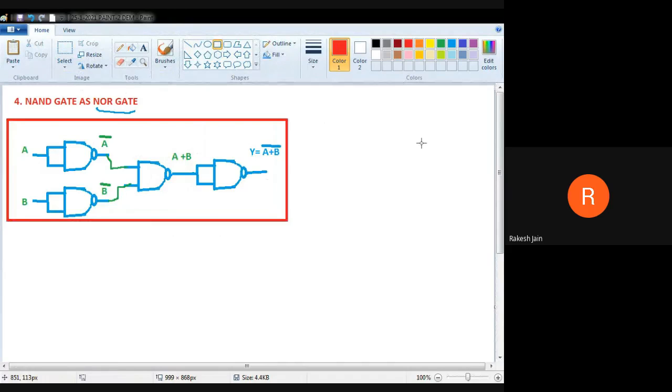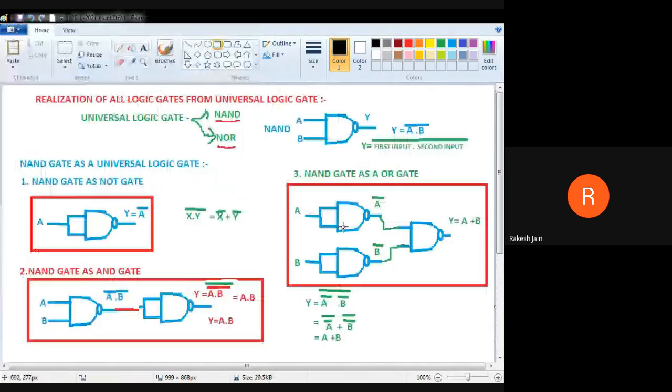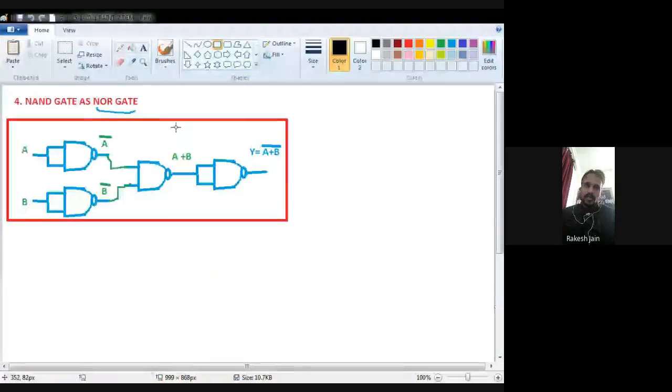So how many NAND gates do we require to represent a NOR gate? 4 NAND gates. Once again I show the previous cases. How many NAND gates are required to build a NOT gate? Only 1. How many NAND gates are used to realize an AND gate? 2 NAND gates. How many NAND gates are used to realize an OR gate? 3 NAND gates. Similarly, in the second page I told you how many NAND gates are used to realize a NOR gate? 4 NAND gates.